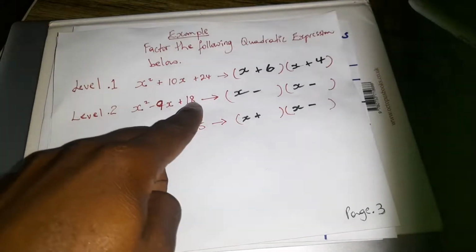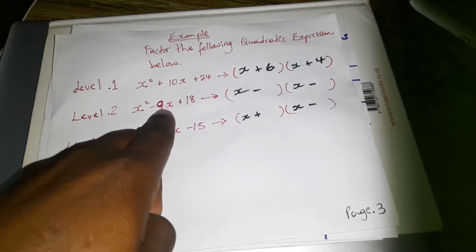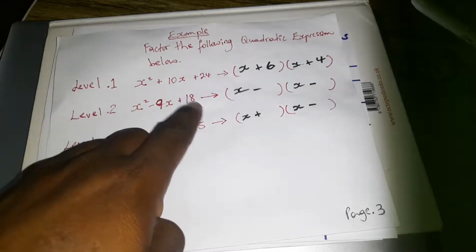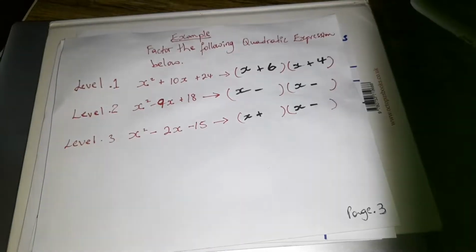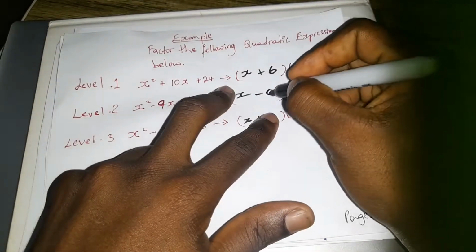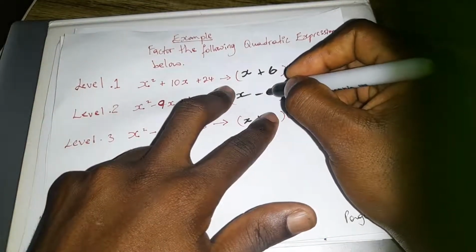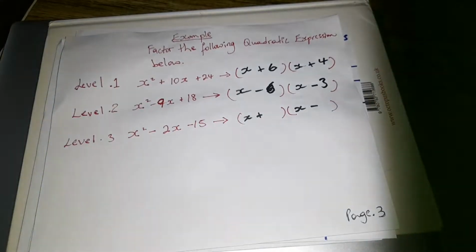Now, which two numbers, when you multiply, you get 18, but when you add them, you get 9? Timetable again. 3 times 6 is what? 18. When you add them, what do you get? 9. So you just put them anywhere you want. This is 6 and this is 3. Anywhere you want to put it, it doesn't matter. Finished already.